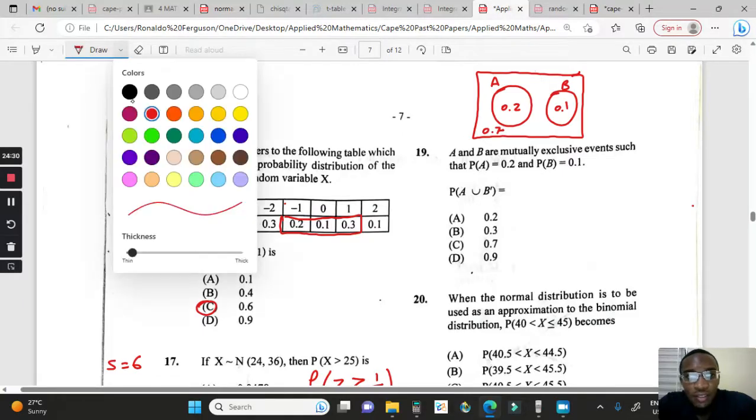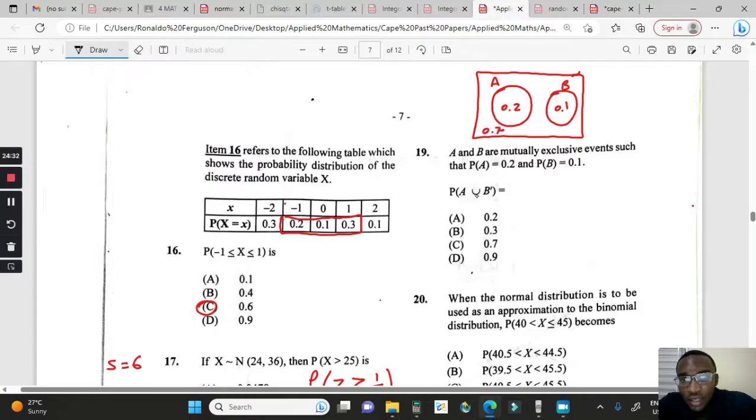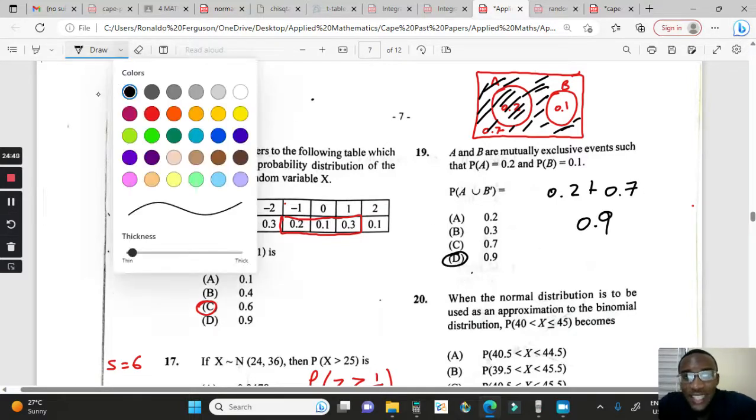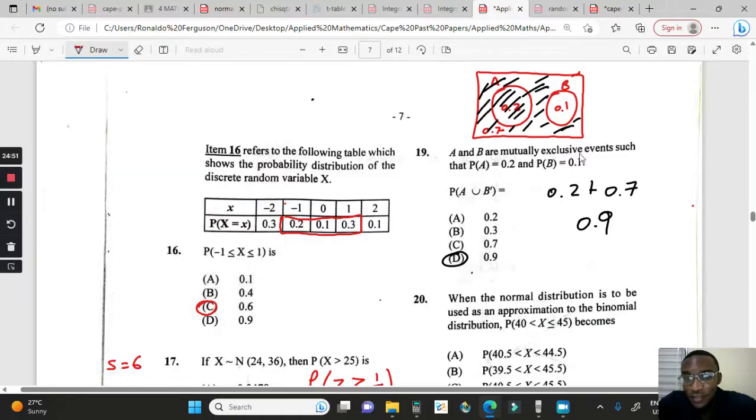And then they say find the probability of A union B complement. Where is A? This is A. Where is B complement? This is B complement. We are shading. So now, what is that? Just 0.2 plus the 0.7, which is 0.9. Option D. Sweet. And we finish.